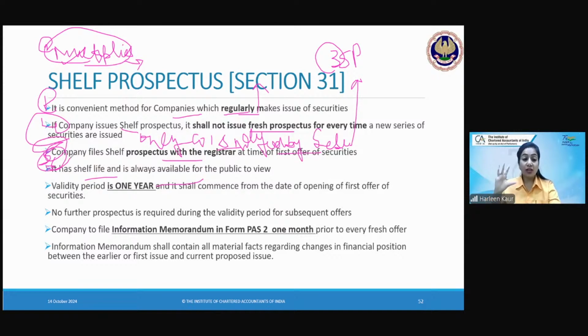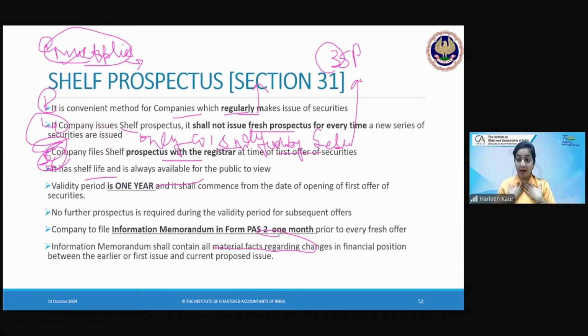So all these kinds of shelf prospectus, along with the information memorandum, are trying to tell you that the information memorandum will give all the current facts and changes in the financial position. That this was my first issue of securities, this was my net profit. Now, remember variation in the prospectus, section 27? I told you whenever any variation is made, any changes are made, we give the exit offer to the dissenting shareholders. Similarly, here also we will give the right to the shareholders.